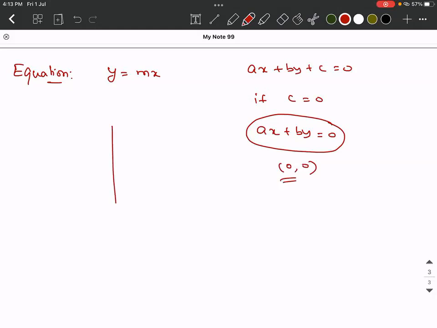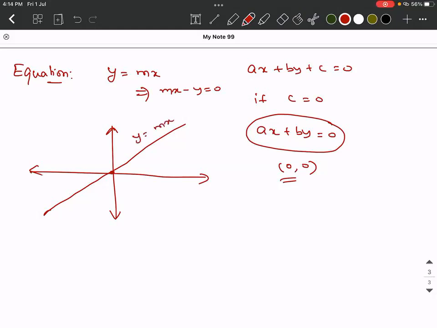So y is equal to mx. You can rearrange and write it as mx minus y is equal to 0. So what will be one of the points that will satisfy this equation? It is the origin. So generally, this line will look something like this. It has to pass through the origin. So this is the graph for y is equal to mx. Are you able to understand what I'm trying to say?